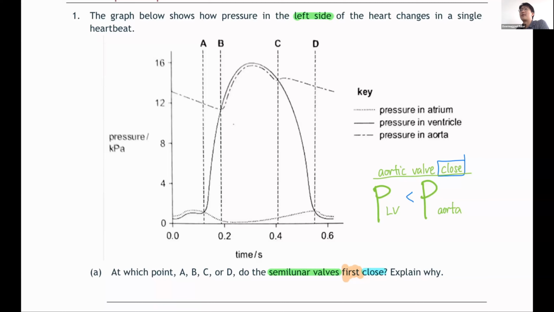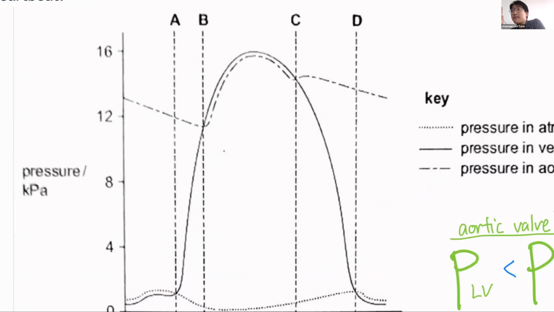Very common wrong answer. Why? See, solid line is ventricle pressure, right? This dash dot is aorta. So at B, ventricle pressure is higher. Is that clear? Can you see that? Green is my ventricular pressure. Blue is my aortic pressure. At line B, ventricular pressure is greater than aortic pressure. It is at this exact moment that the aortic valve opens.